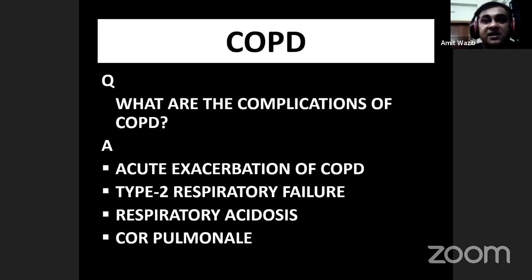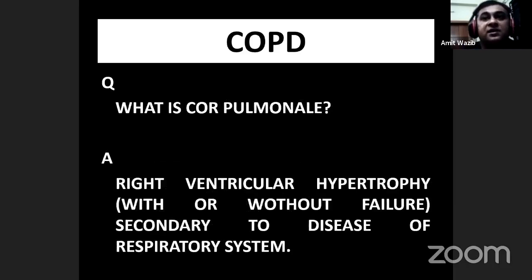In fact, any condition that causes type 2 respiratory failure will cause respiratory acidosis, because of the increase of carbon dioxide in blood. Another complication is cor pulmonale. So what is cor pulmonale? Cor pulmonale is a condition of the heart. In fact, it is a disease of the right ventricle.